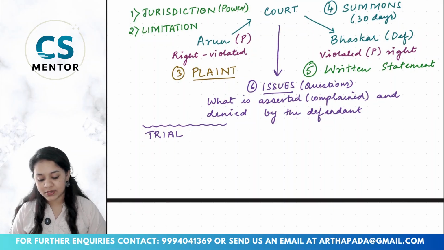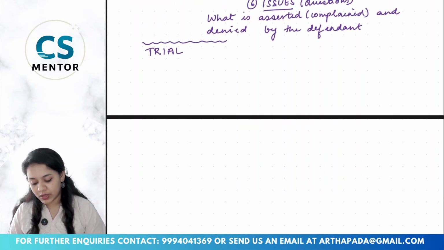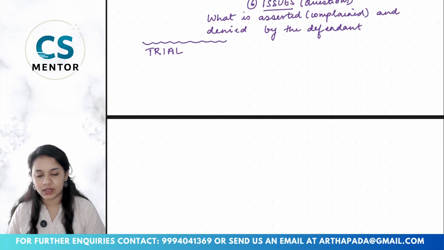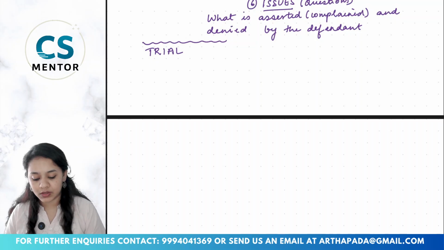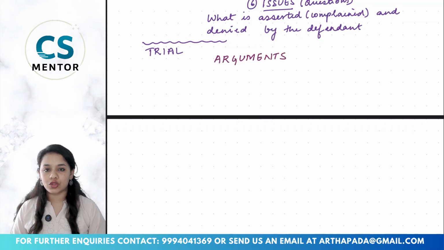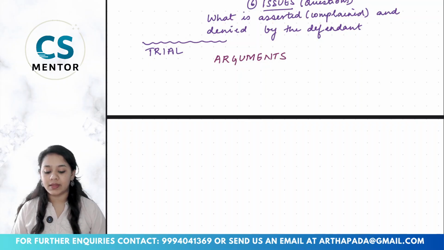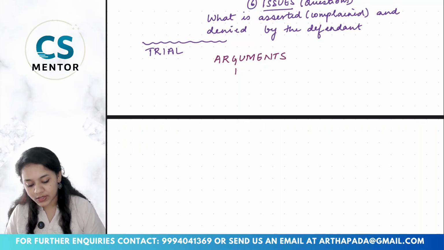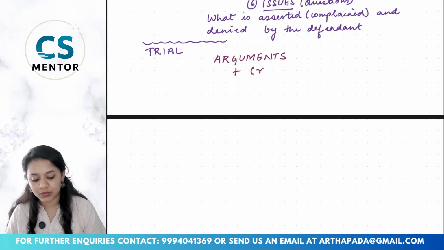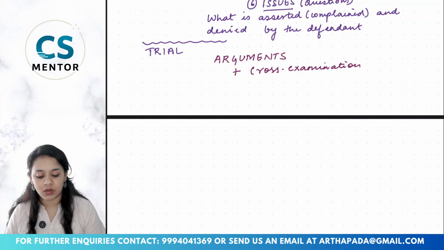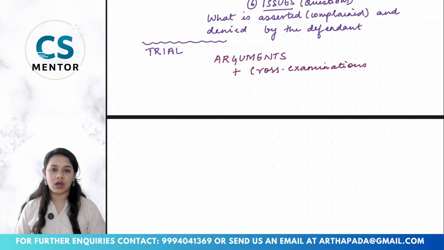So, what happens in the proceedings of a trial? Basically, after all the documents are submitted, essentially the arguments take place. The arguments first by the plaintiff and then subsequently by the defendant. And then, alongside the arguments, you may also have something known as cross examinations and counter arguments. So this is a form of an argument stage.